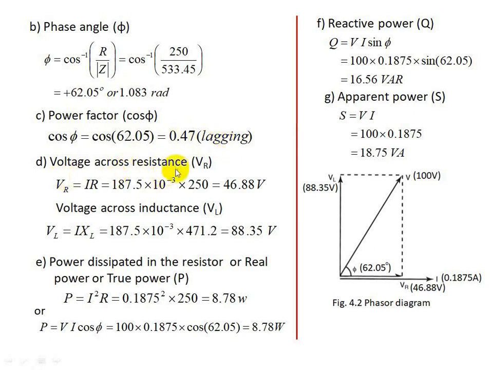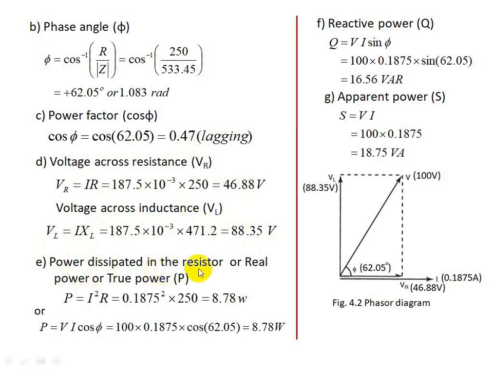Then voltage across elements. Voltage across resistance VR is the product of I into R. Substitute the values, you will get 46.88 volts. Voltage across the inductance is VL. So VL is the product of I into XL. Substitute the values, you will get 88.35 volts.